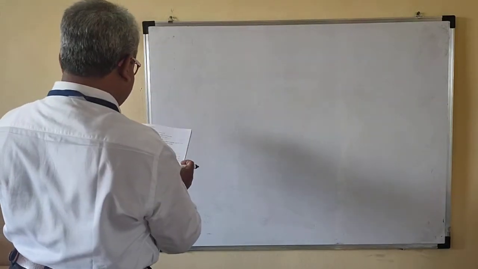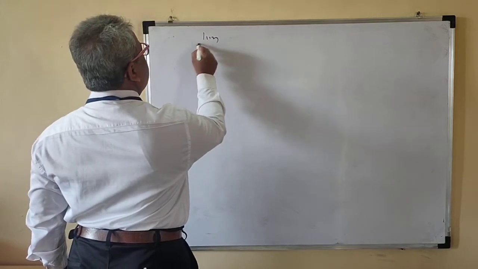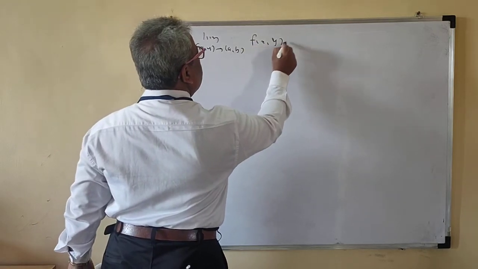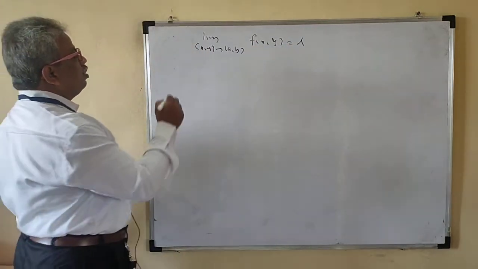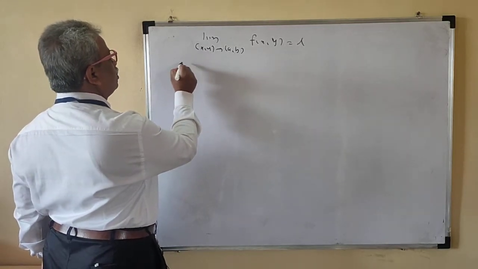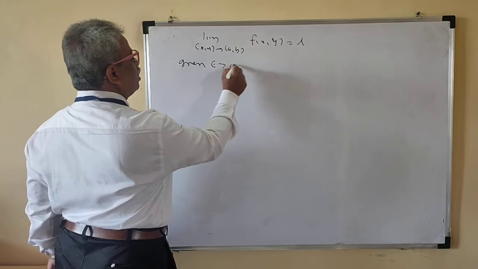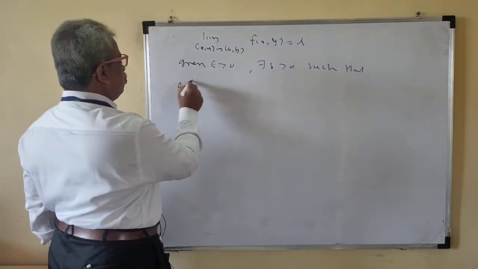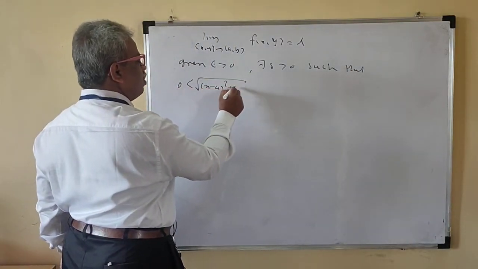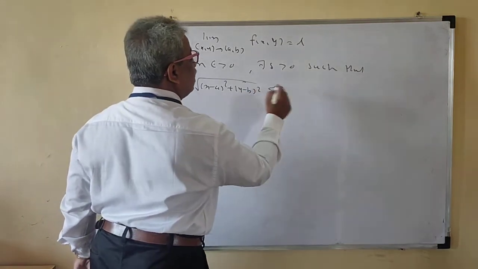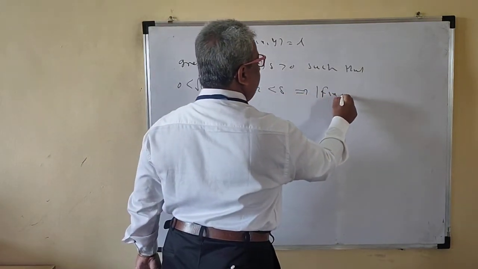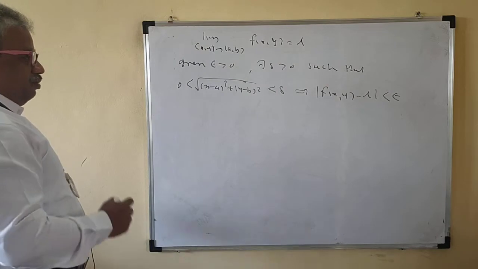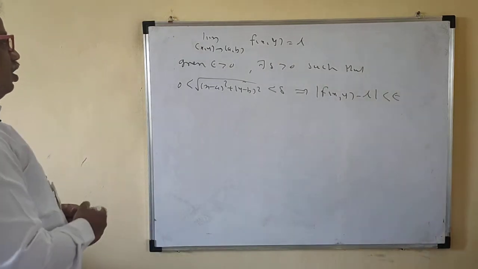Now, the limit. We will write the limit as (x, y) tends to (a, b) of f of (x, y) is equal to L, suppose. This means, for the epsilon-delta definition, given epsilon greater than 0, there exists delta greater than 0 such that 0 less than root of (x minus a) square plus (y minus b) square, strictly less than delta, implies that mod of f of (x, y) minus L is less than epsilon. This is the epsilon-delta definition of the limit.